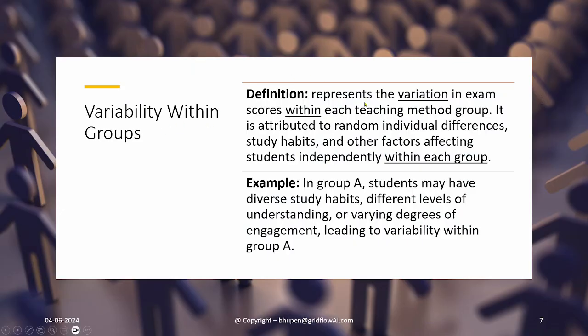Variability within the group represents the variation in the exam score within each of the groups. So it's like a categorical variable, teaching method A, B, C. Then we are looking at, for A and B and C, what is the variability within the group. In group A, the students may have diverse study habits, different levels of understanding or IQ or EQ, and varying degrees of engagement, and that causes variability within a group.